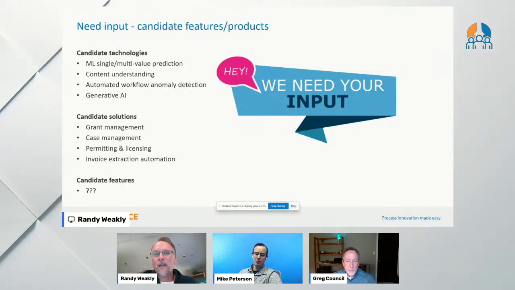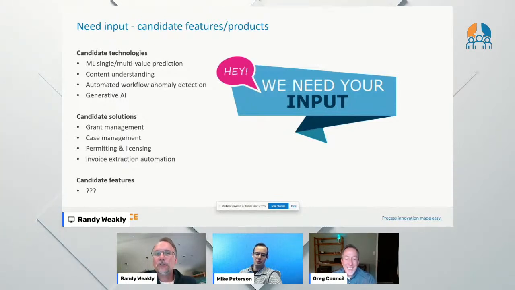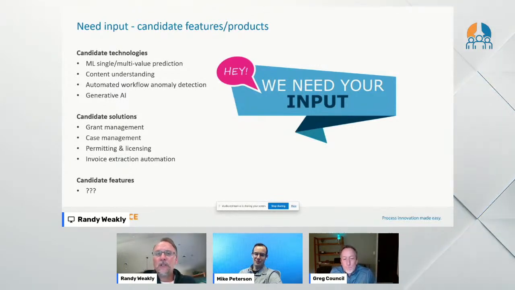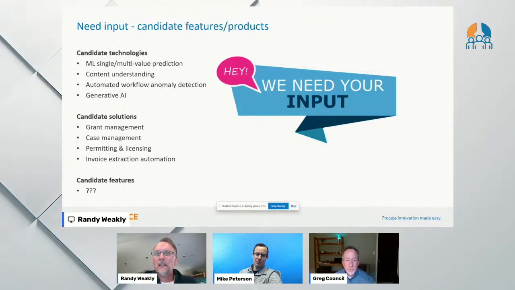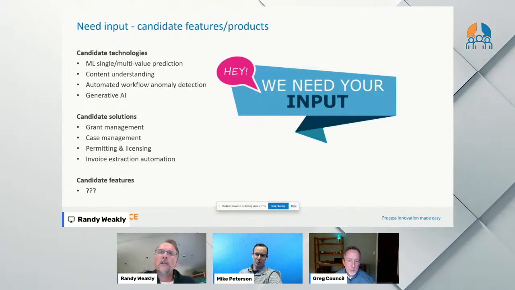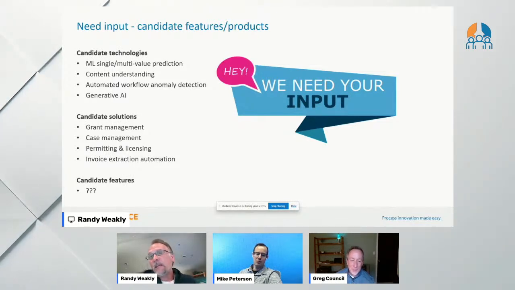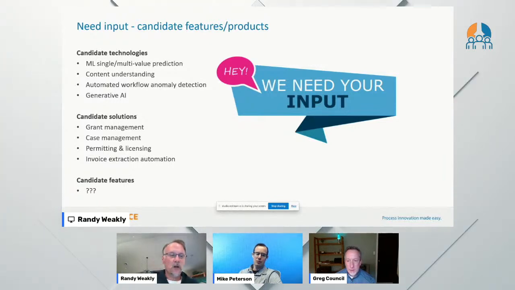We're also working on some vertical-ish solutions. You saw the tribal enrollment management solution, and we talked about Records Director. Those are vertical types of solutions, but we're very interested in working with you if you've got some ideas there. Right now we're loosely targeting grant management, case management, permitting and licensing, and invoice extraction has been on the table for a long time. And then candidate features: we're always interested if you've got ideas about how we can improve the products. That would be awesome as well.